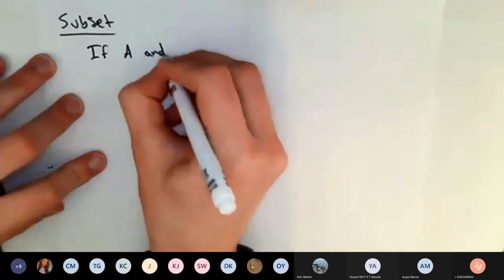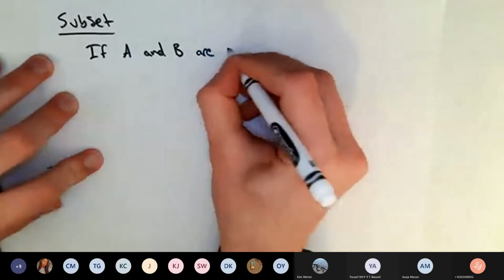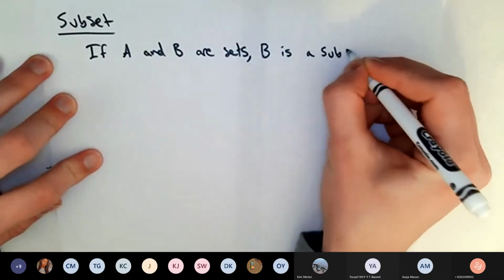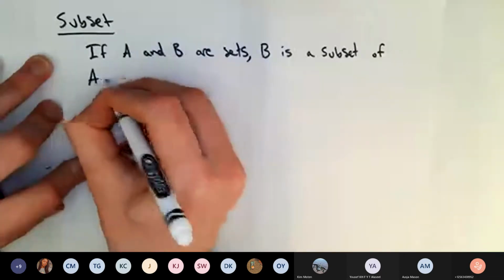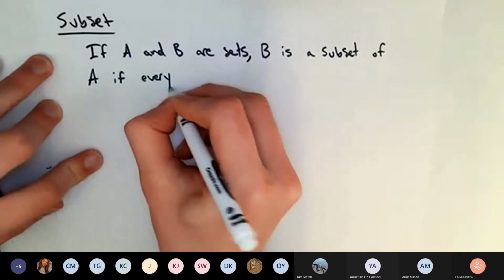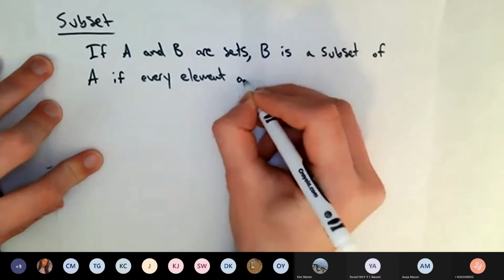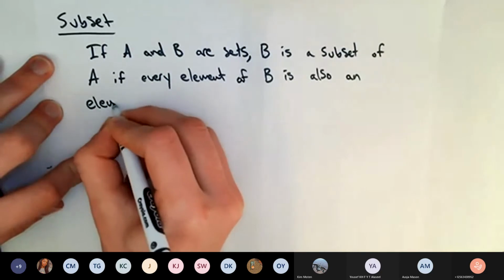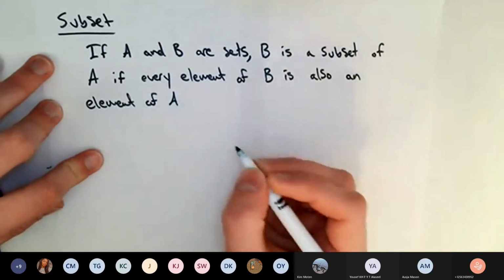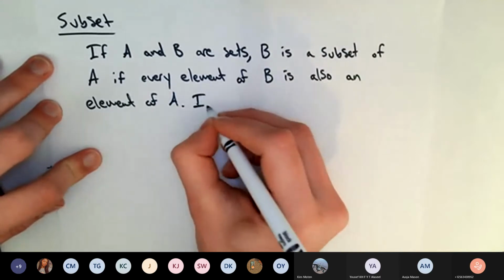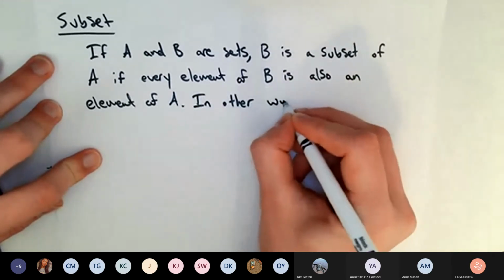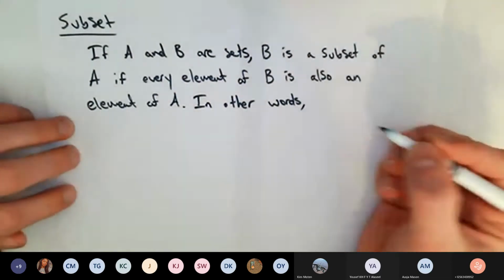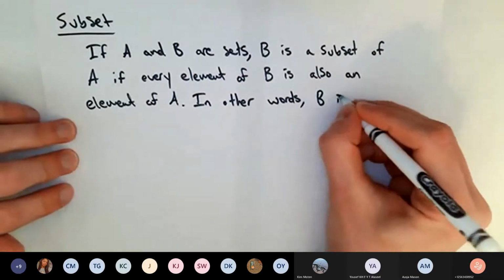Here it is. If A and B are sets, B is a subset of A if every element of B is also an element of A. In other words, if I said it in more colloquial terms, B is completely contained in A.